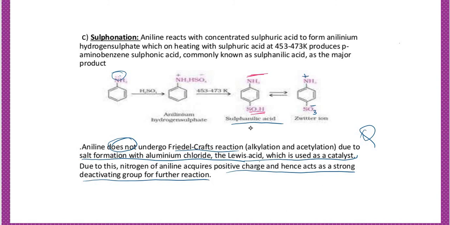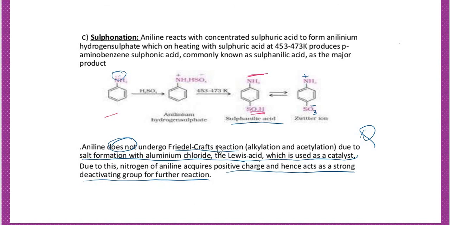Now, one more thing you have to keep in mind: aniline does not undergo Friedel-Crafts reaction. This question can be asked. Why? Because aniline is a base. And in Friedel-Crafts alkylation or acylation, we add a Lewis acid, that is anhydrous AlCl3. The purpose of putting that Lewis acid is to generate an electrophile, or we can say it acts like a catalyst. So this AlCl3 reacts with the amine because it is acid plus base, so we don't get the desired product. Due to this, the nitrogen of aniline acquires a positive charge and hence it becomes a strong deactivating group for the further reaction.